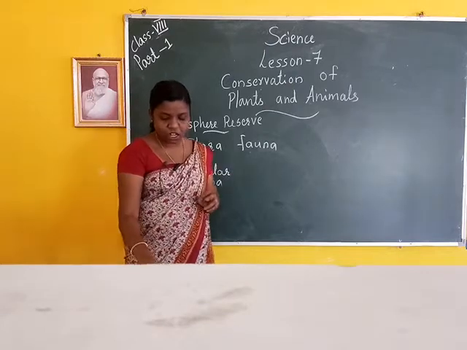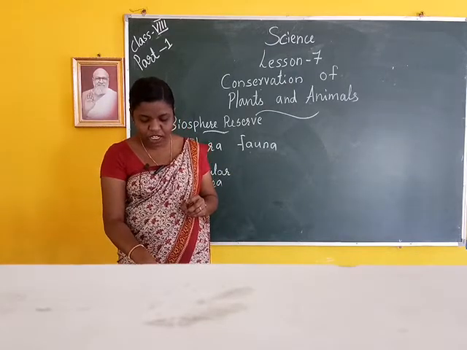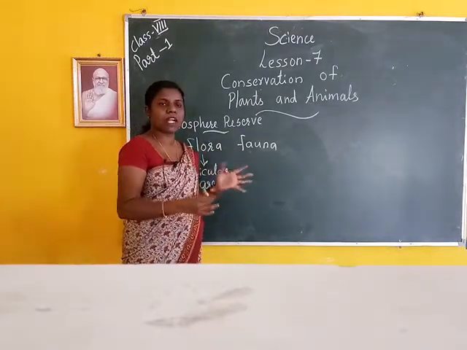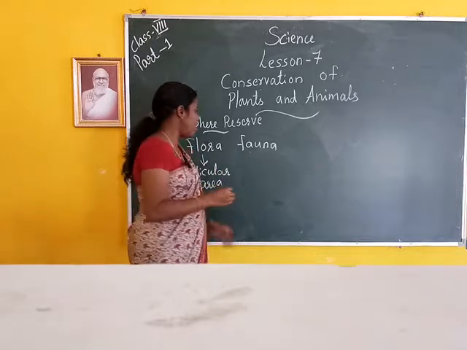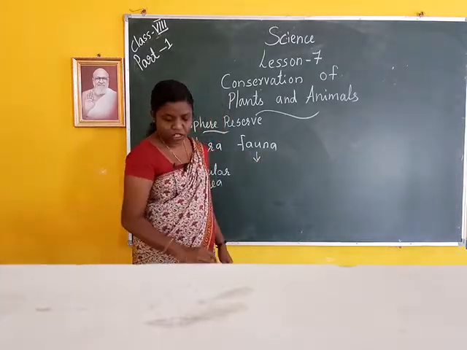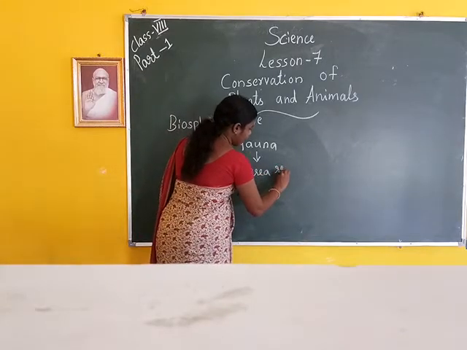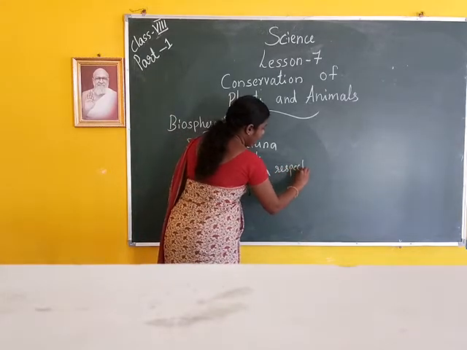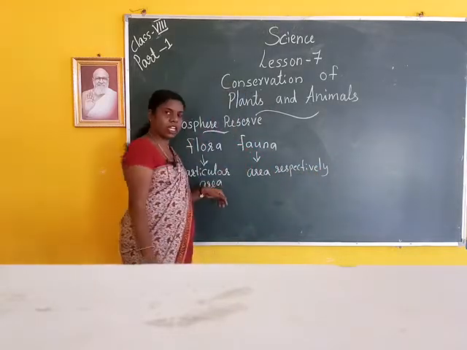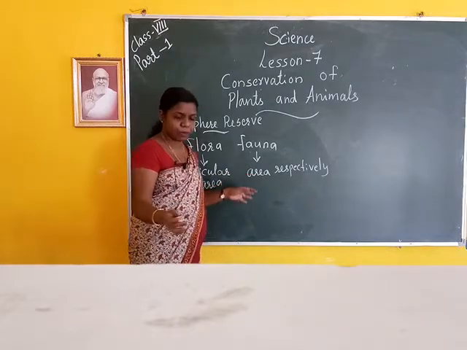Then next is fauna of that area respectively. These are found naturally in that area. Fauna means these plants and animals are living everywhere. That means they can be seen anywhere. But flora is seen in a particular area. Then fauna is seen in the respective area.